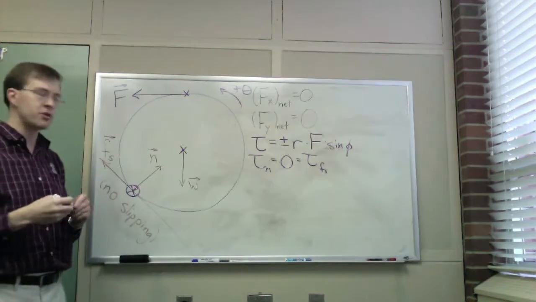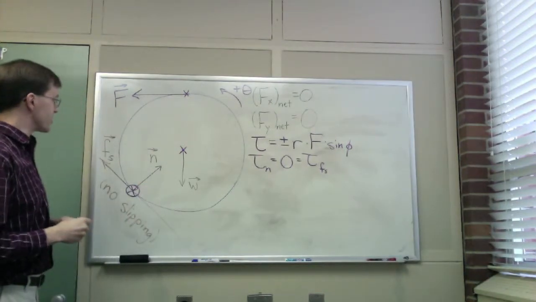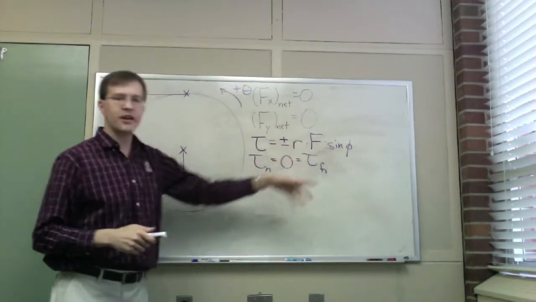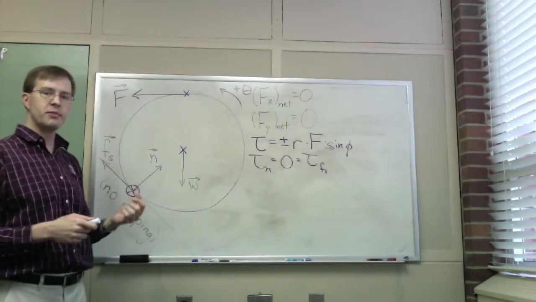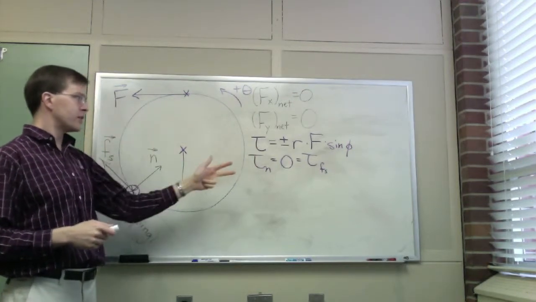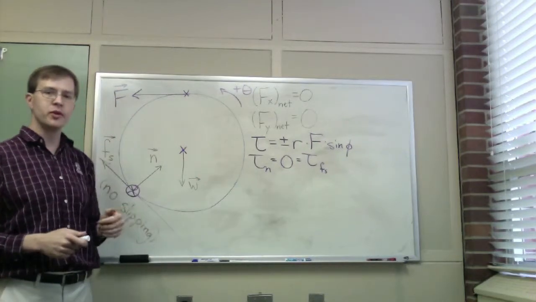Both those torques come out to be 0 for this pivot point. What about the others? Well, we know we have to write this as R times F times sine of phi. We have to include information about the direction, plus or minus, the distance from the pivot point, the strength of the force, and the direction, and the angle, phi, between those 2 things.